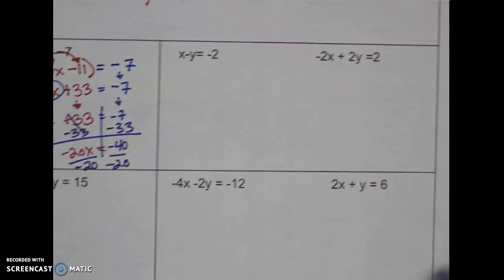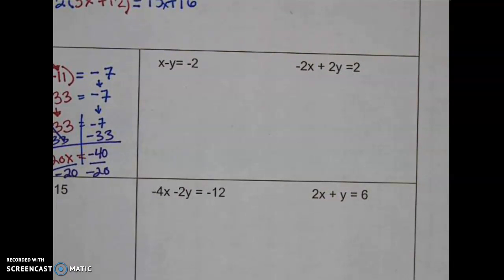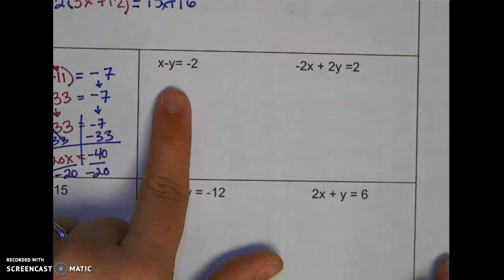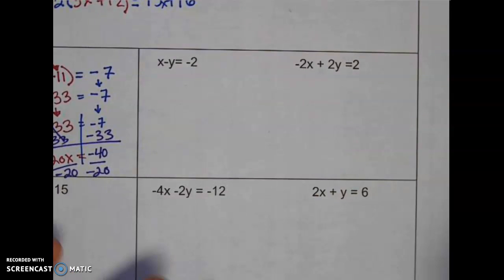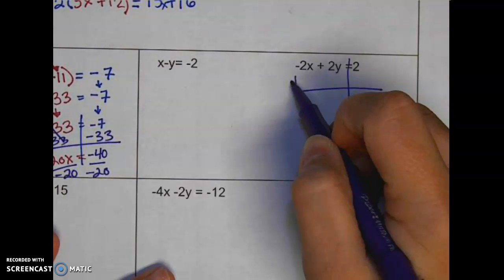Let's move on to the next one. So neither of these are in y equals mx plus b form, so we can put them both into it. Instead of the first equation, I'm going to put in y equals mx plus b form. Let's do the second one. You could do either or. Pause the video and see if you get the same answer as me.